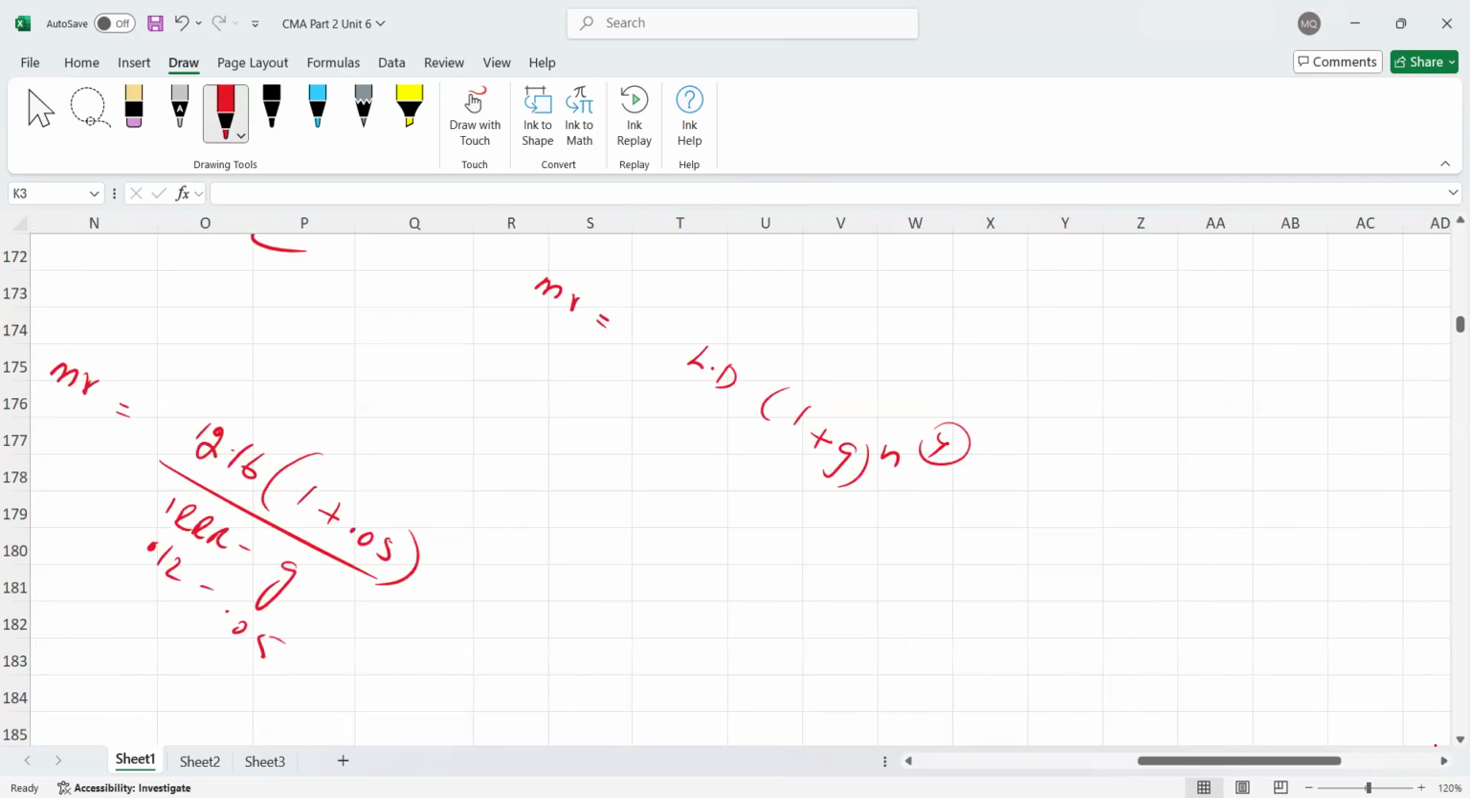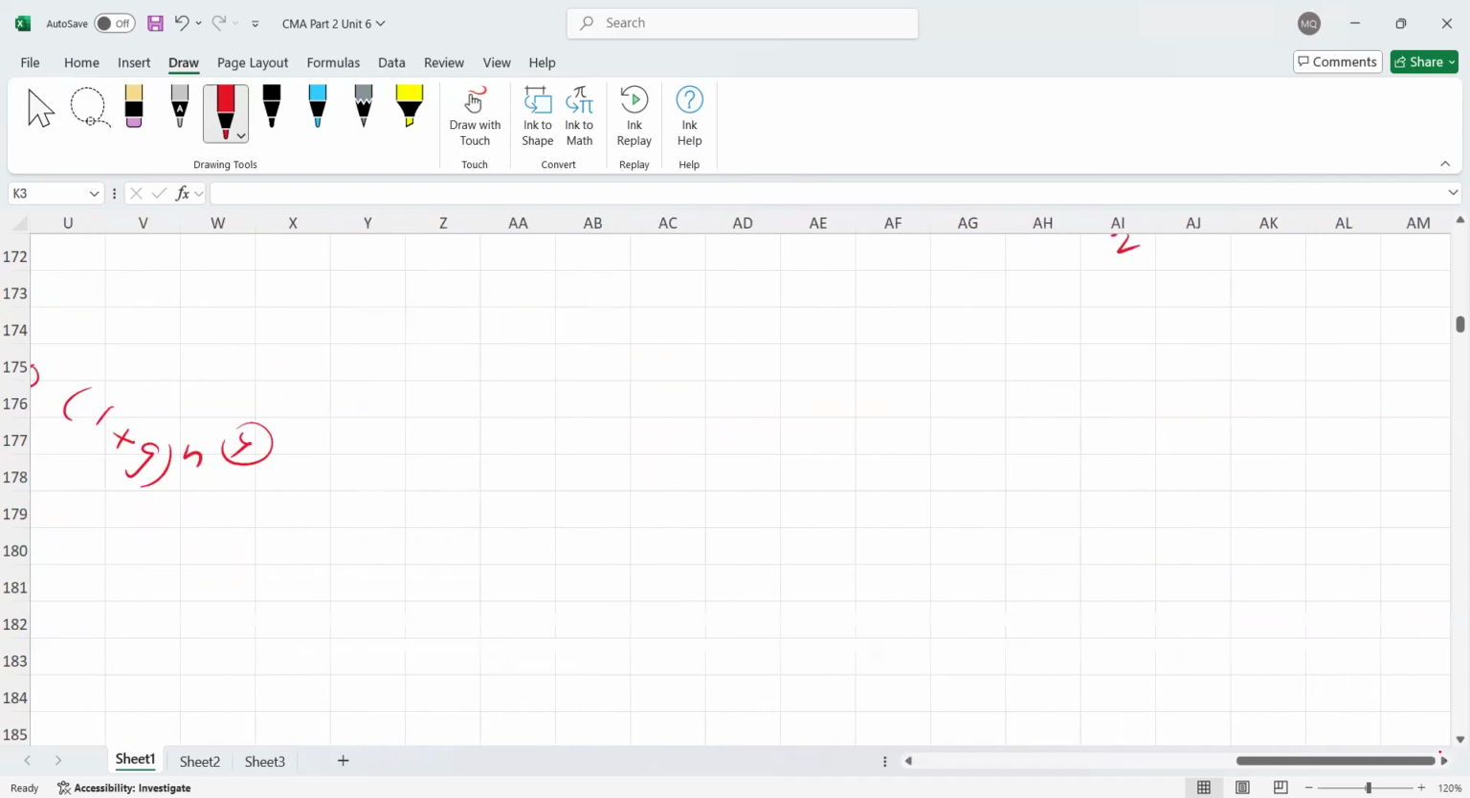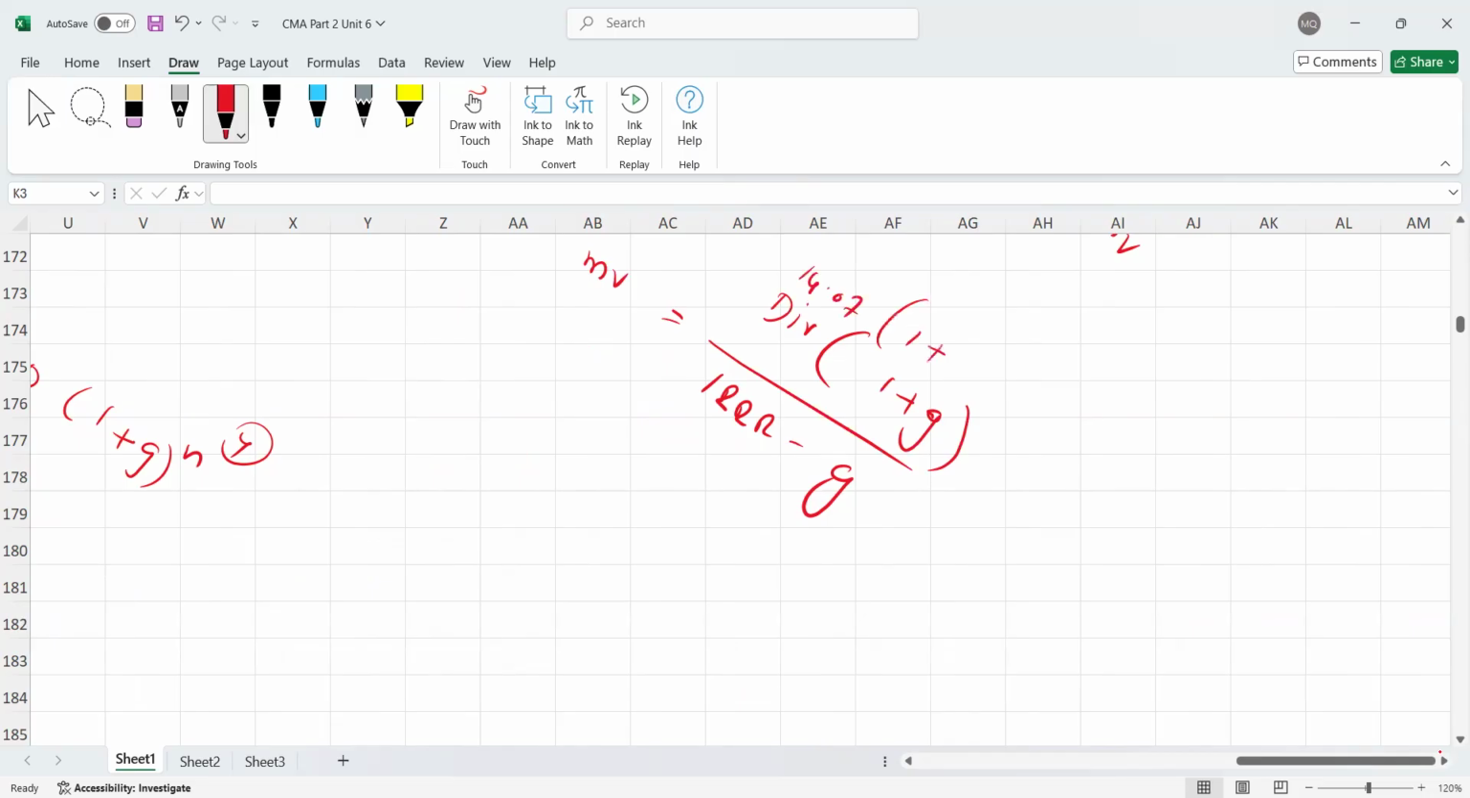Now I'll take 14.07 and apply the normal formula, because in 7 years I want to know the market value. So I'll take the dividend times 1 plus growth divided by the investor's required rate of return minus growth. The dividend was 14.07, times 1 plus growth, 5%, divided by the required rate of return 0.12 minus 0.05. If you solve this, it will be your market value in 7 years' time.